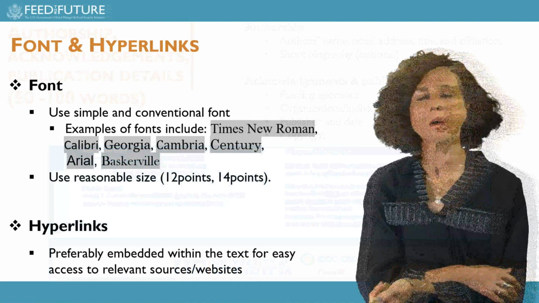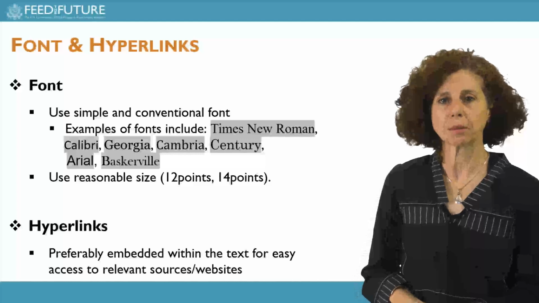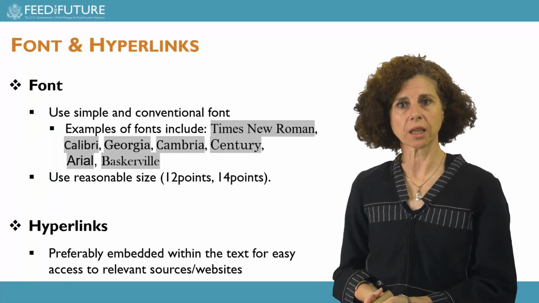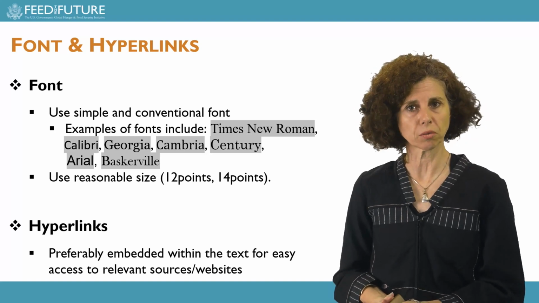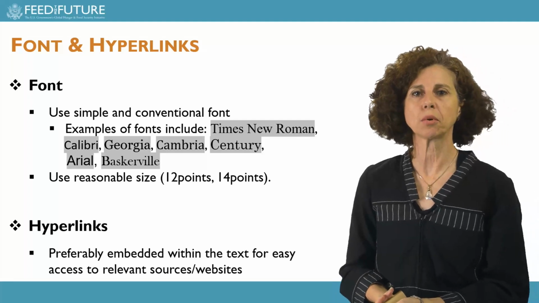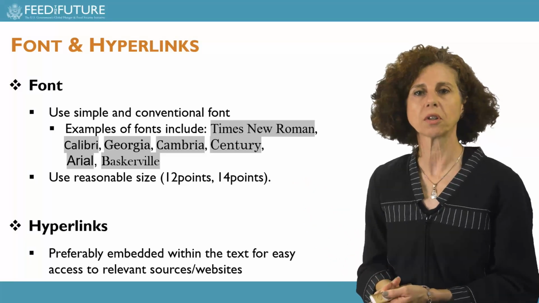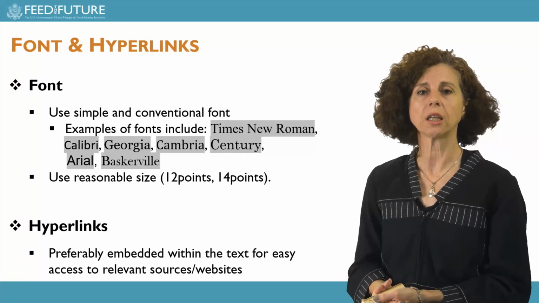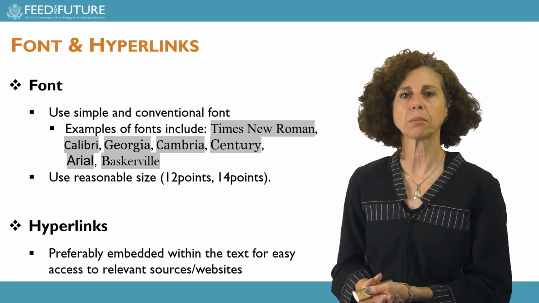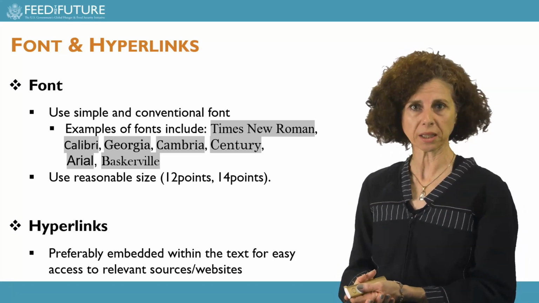Now that we have covered how the content of a policy brief is best structured, this and the next slide offer some tips on how to format the brief. The choice of the character font is not irrelevant, as fonts convey distinct impressions on the reader. Avoid elaborate or eccentric fonts and use instead simple and conventional fonts, such as those indicated here in the slide. Using font size of 12 points or larger is recommended for the text to be readable and accessible. Hyperlinks can be embedded within the text for easy access to relevant sources or websites.